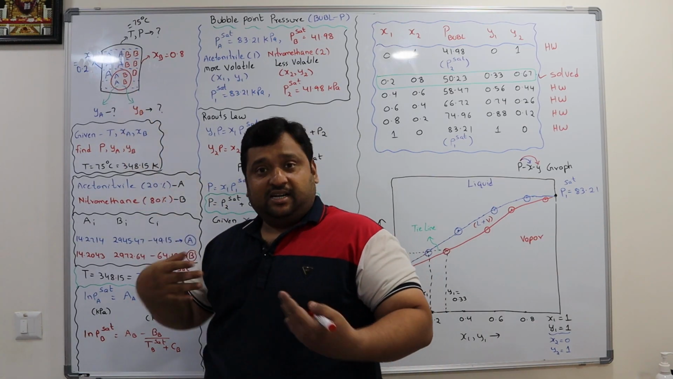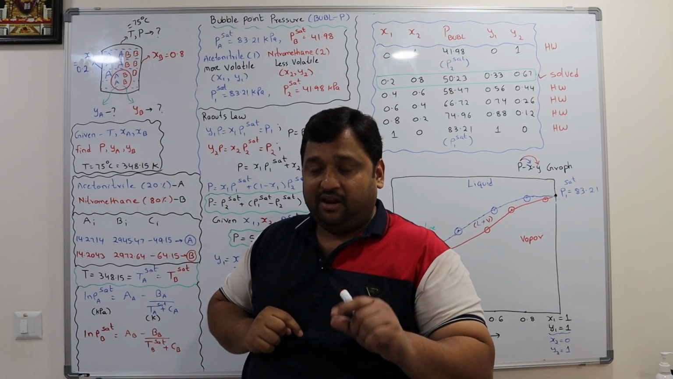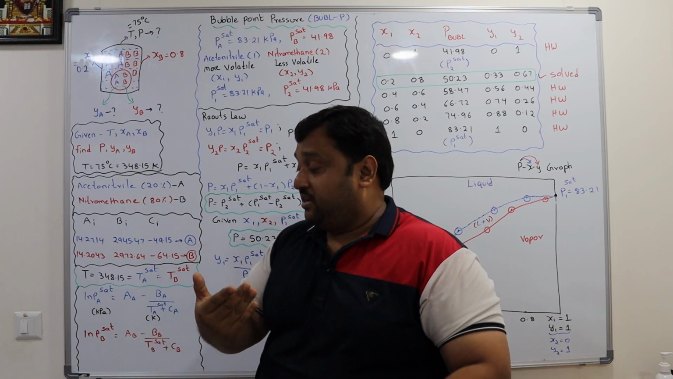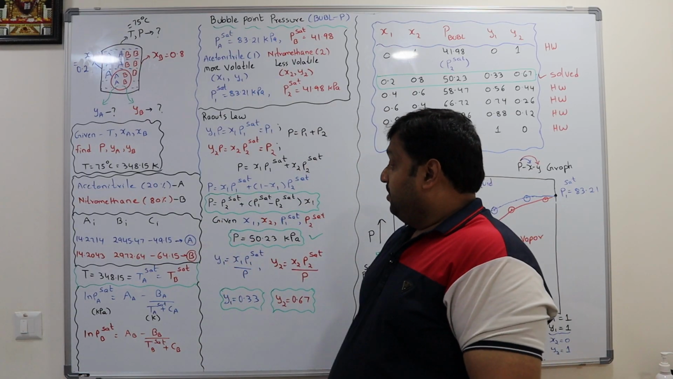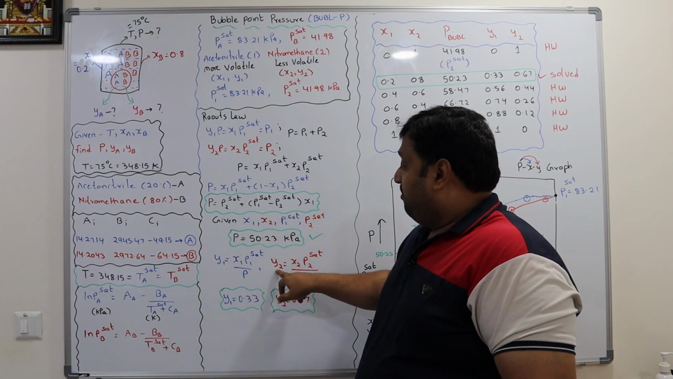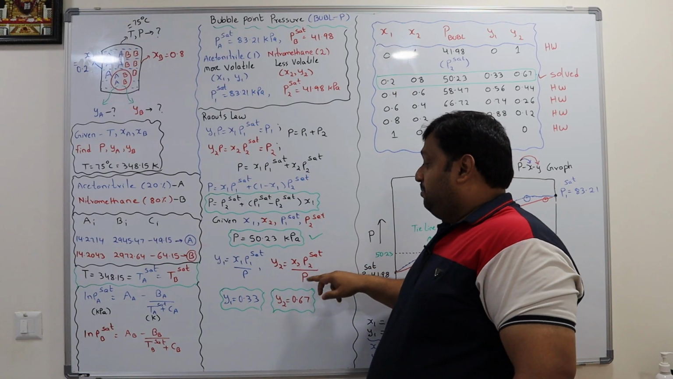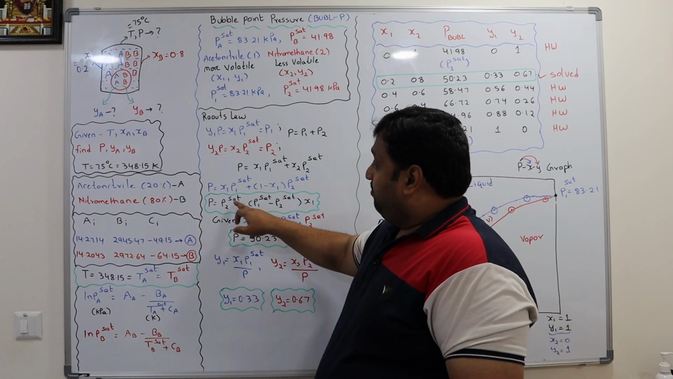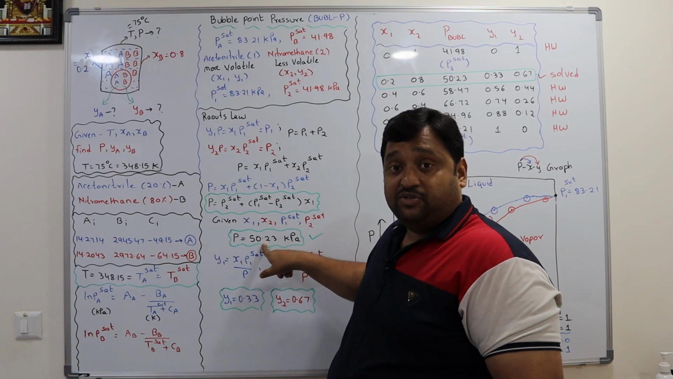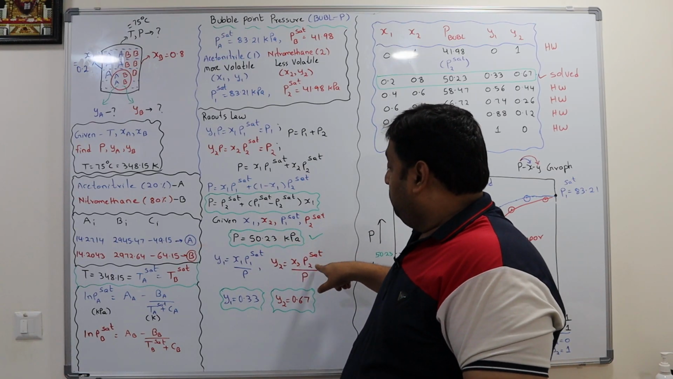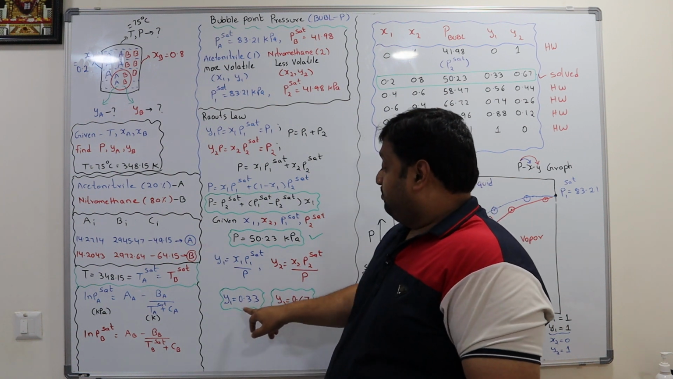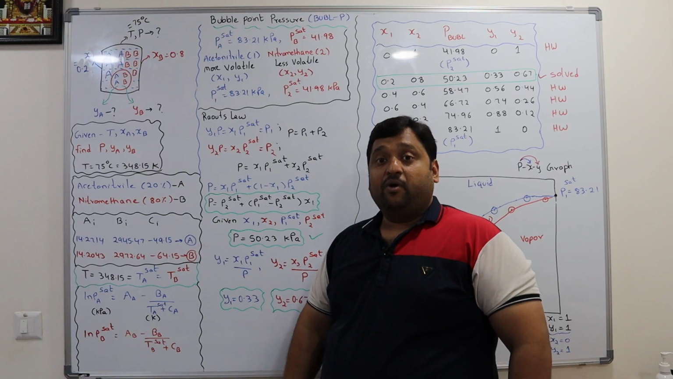So the bubble has started. In that bubble, vapor will be there. How much acetonitrile and how much nitromethane will be there? Let us calculate. Using Raoult's law, Y1 equals X1 into P1 sat by P, and Y2 equals X2 into P2 sat by P. I know X1, I know P1 sat, and I know P, because we have calculated the bubble point pressure. Similarly, X2 I know, P2 sat I know, P I know. That means Y1 is 0.33, Y2 is 0.67.